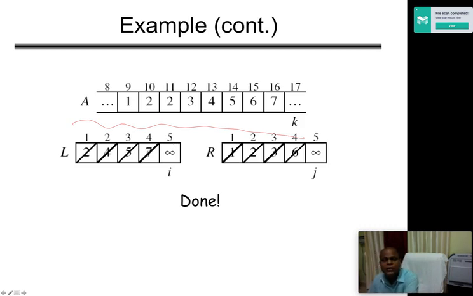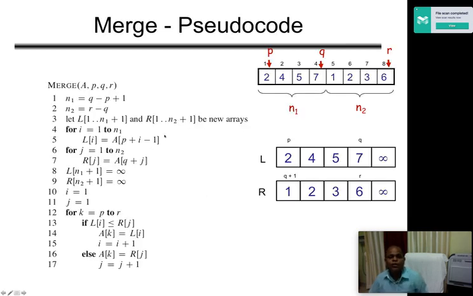Now let us see the merge algorithm. This is the merge algorithm, what we have discussed. First of all, we have to calculate the size of the left subarray. The size of the left subarray is nothing but n1 = q - p + 1. Now what is the size of the right subarray? That is n2 = r - q.